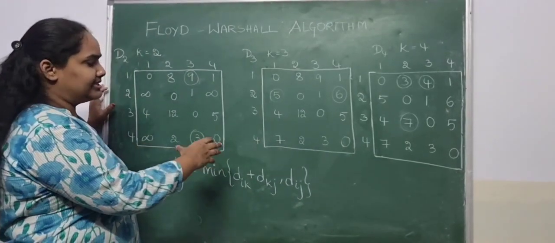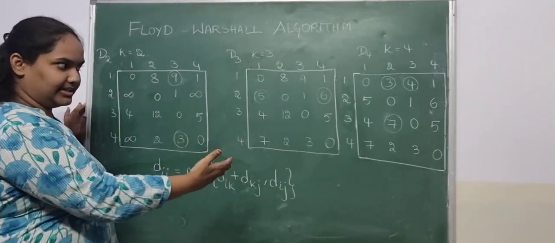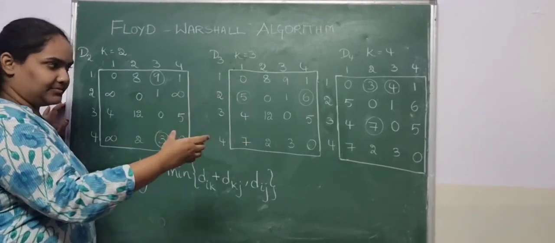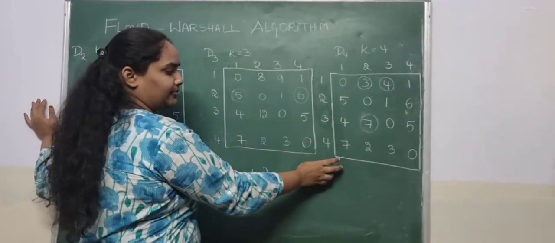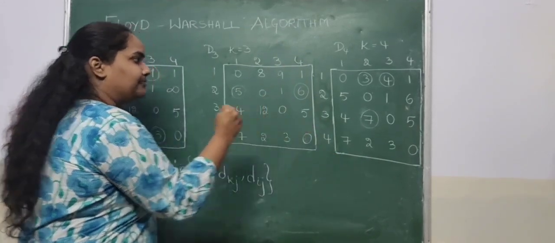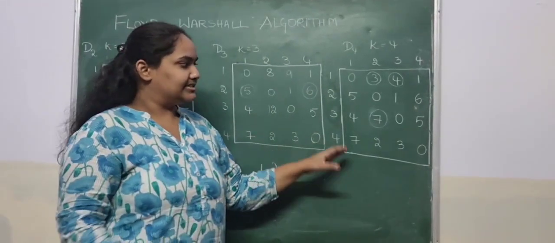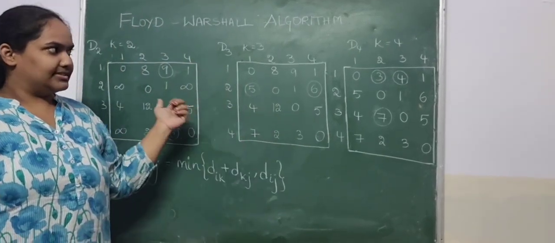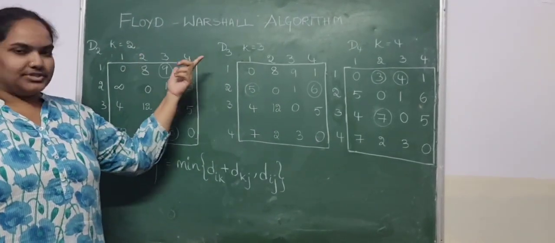As you can see, as the iterations are increasing, the infinite values are decreasing. There are no infinite values when you come to the D4 iteration. So this D4 is the shortest path matrix for the given graph. So this is the Floyd Warshall algorithm.